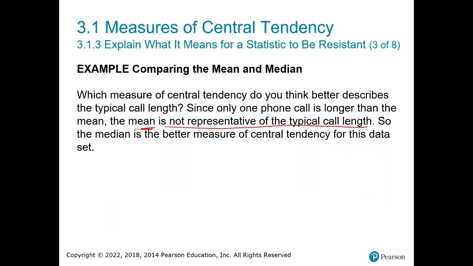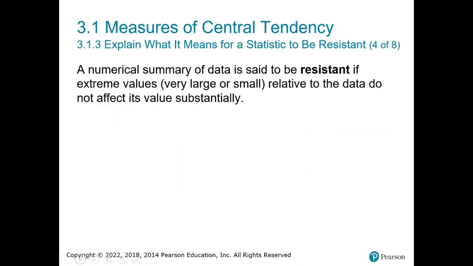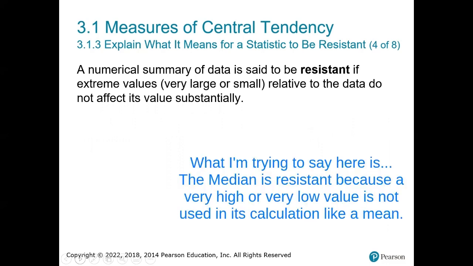So what does that mean exactly? Why do we discuss this? Okay, we talk about the word resistance. And what's going to happen is the one that is most resistant here is the median. A median is going to be resistant because it does not get skewed because of a really high or really low value.